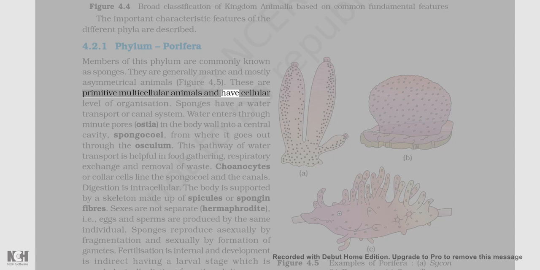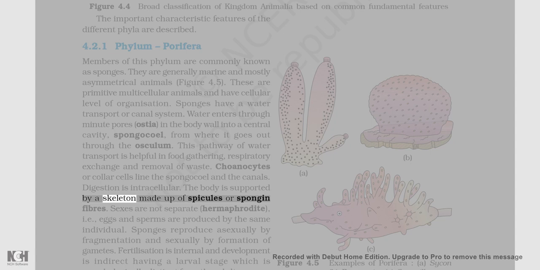Sponges have a water transport or canal system. Water enters through minute pores, ostia, in the body wall into a central cavity, spongocele, from where it goes out through the osculum. This pathway of water transport is helpful in food gathering, respiratory exchange, and removal of waste. Choanocytes or collar cells line the spongocele and the canals. Digestion is intracellular. The body is supported by a skeleton made up of spicules or spongin fibers.